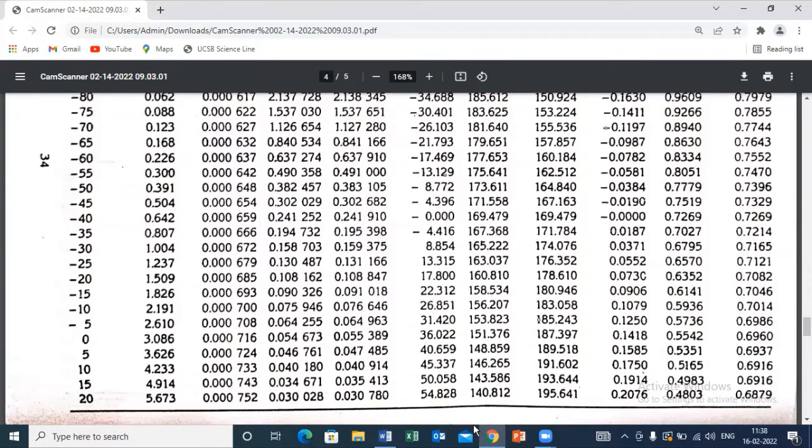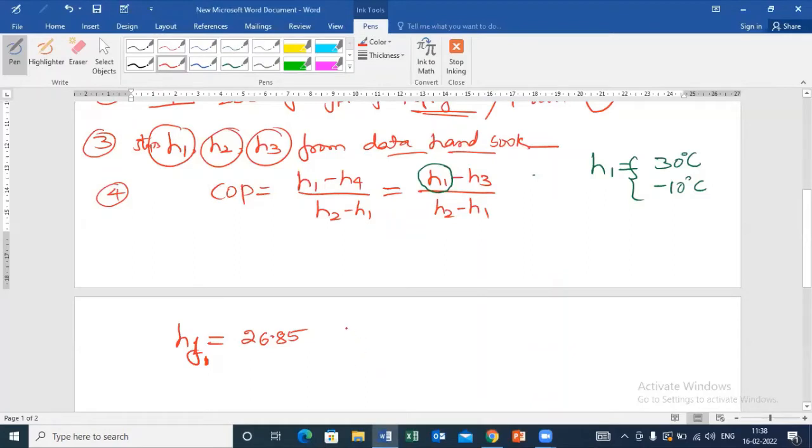Next is 156.207. Let me write those values. So HFG at point 1, 156.2. Similarly, I will write HG value, that is also 183. Okay. Now this is at minus 10 degrees Celsius.